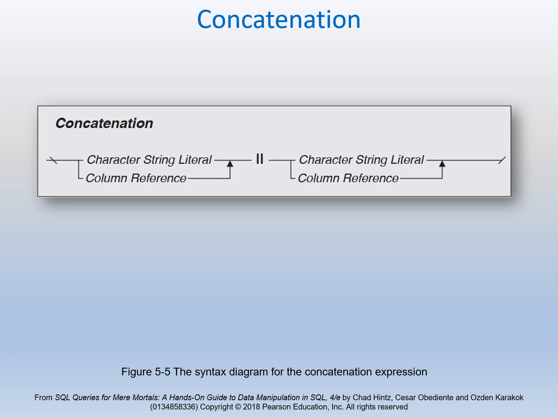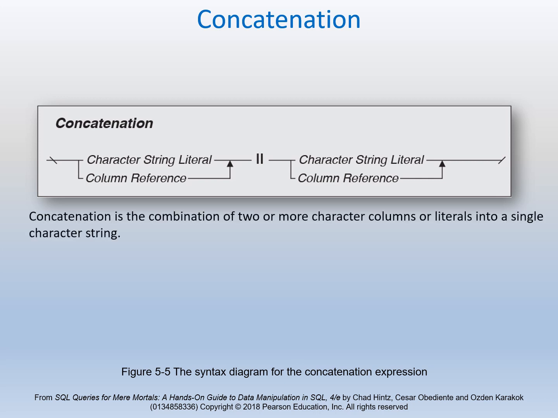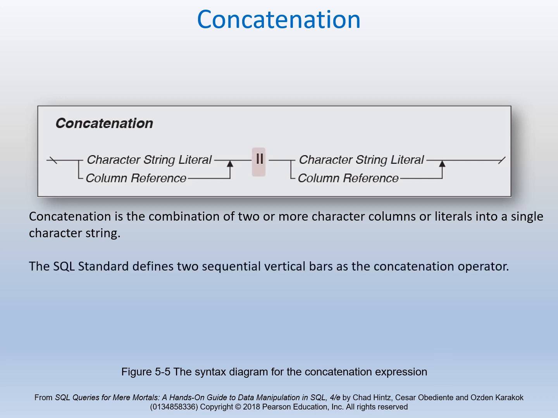Concatenation, what is it? It's a function like the cast function, but we do not have to use the word concatenation. We can simply use its symbol, which consists of two vertical bars. The SQL standard defines two sequential vertical bars as the concatenation operator. Keep in mind, this is the SQL standard. Commercial products like Microsoft's T-SQL and Oracle's SQL Plus may use a different symbol for concatenation.